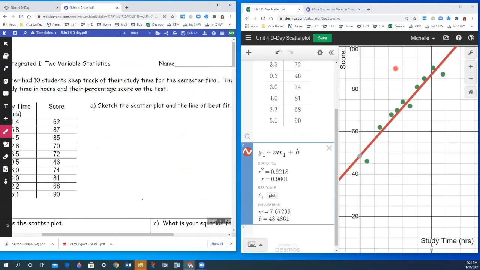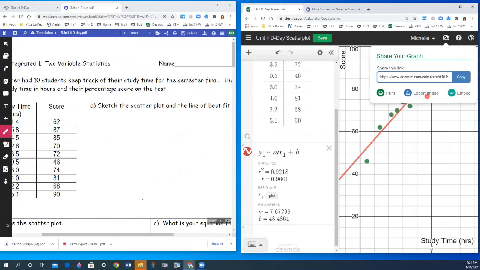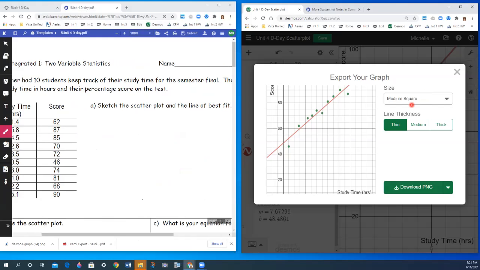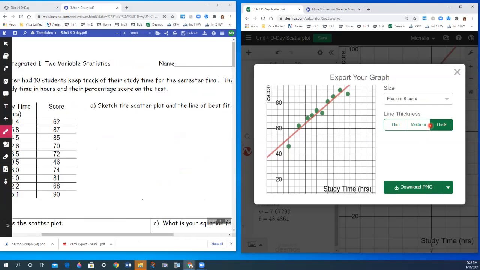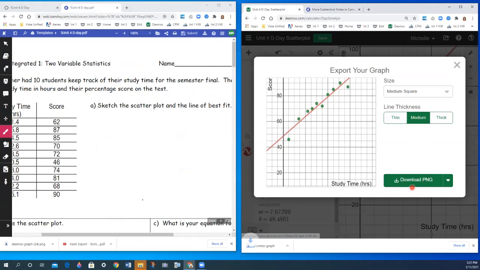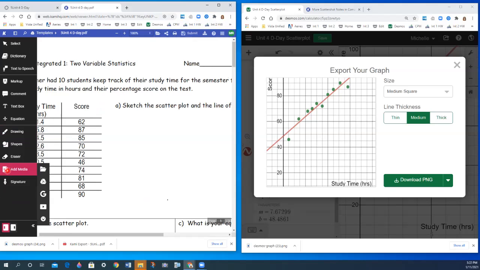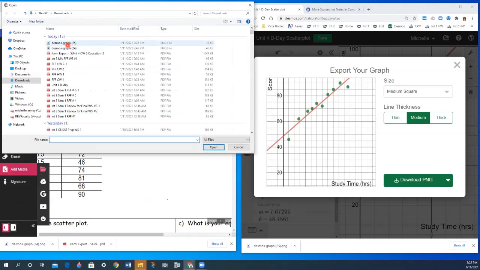I am going to want to insert this graph and my line of best fit. So I'm going to come up here to the share. I'm going to go to export image. You can choose whatever you want. I think I'm going to do a little bit of a medium. Thick might be a little too thick. And I'm going to hit download. Okay. And now I can come over here to my worksheet on Cami. I'm going to come here to add media. Okay. Add media. I'm going to go to the folder from my computer, and then I'm going to grab it.